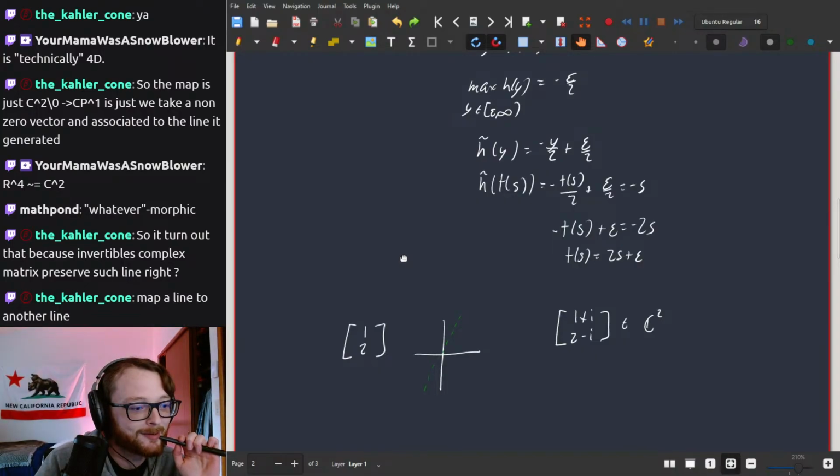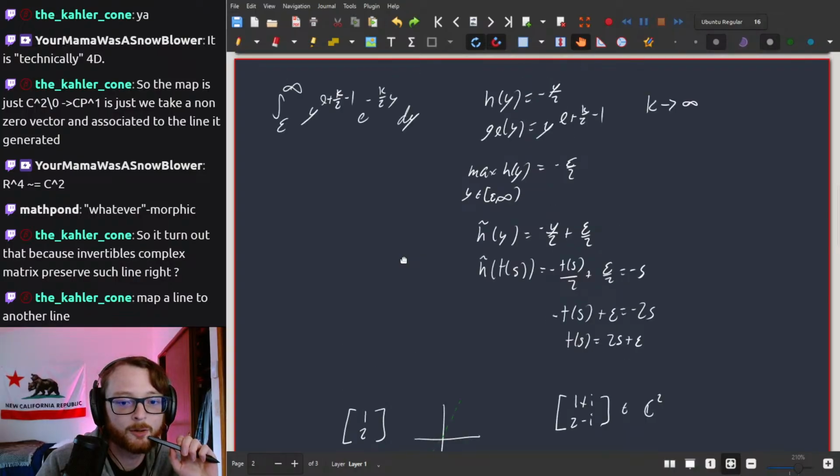It turns out that an invertible complex matrix preserves such lines, maps a line to another line. Yes, if it's invertible, it preserves lines. Like you can always recover the original line, I guess. It's not like a projection where you just lose information.